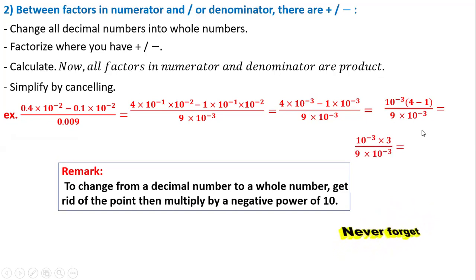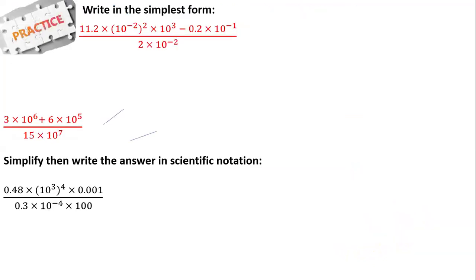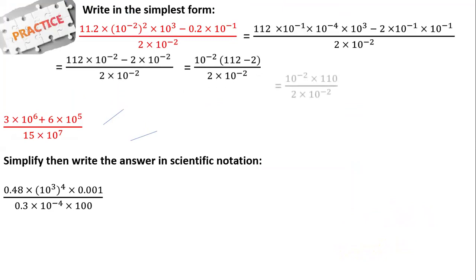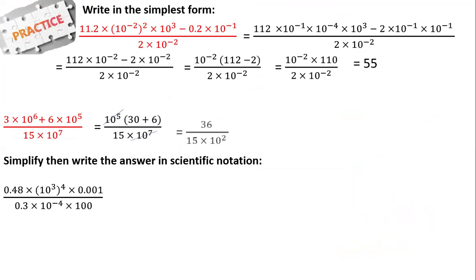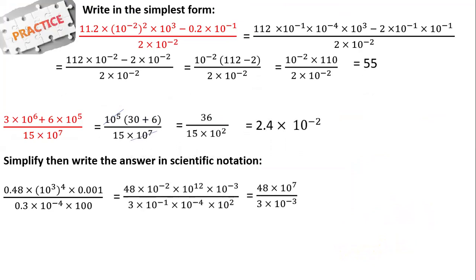Now I start simplifying by canceling. 3 and 9 can be divided by 3. So 3 by 3 is 1 and 9 by 3 is 3. In the numerator and in the denominator, I have 10 to the power negative 3, so they cancel each other. So my answer becomes 1 over 3. Please also apply this exercise on a draft. Here you have 3 more exercises on the 2 cases. They are solved for you. Please also, to understand more, apply these exercises on a draft to get the idea in an easier way.